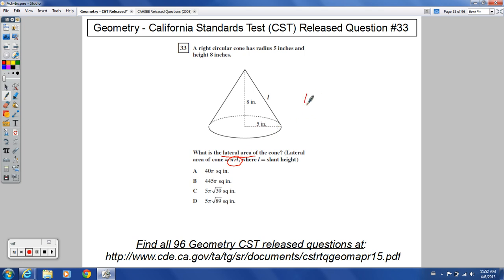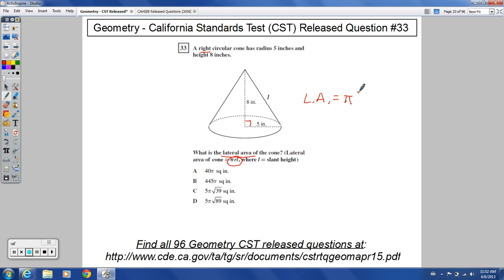And so my lateral area here is going to be, well, right here I have a right triangle. It says this is a right circular cone, so I know this is a right triangle. I can use the Pythagorean theorem to solve for l. So I'm going to have to do that first of all. We're going to use pi. It looks like our answer is left in terms of pi, so I'm not going to round off to 3.14 or anything like that.